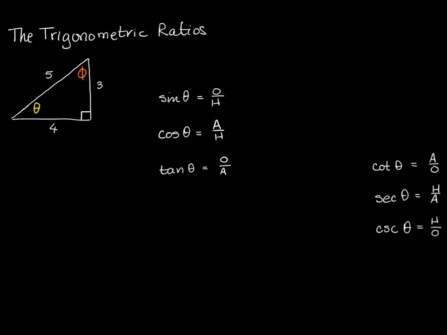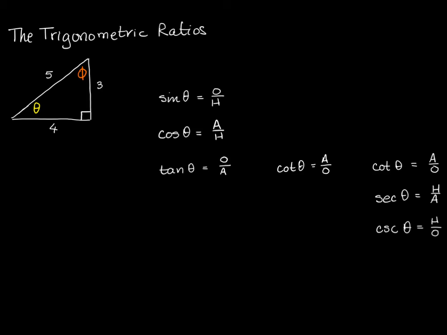How does sine relate to cotangent, secant, or cosecant? How does cosine relate to cotangent, secant, or cosecant? And here's what I mean by that. Let's make the observation that since tangent is opposite over adjacent and cotangent is adjacent over opposite, let's write cotangent here. Cotangent of theta equals adjacent over opposite.